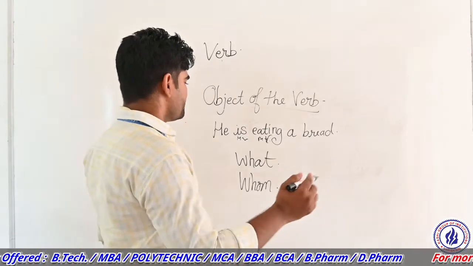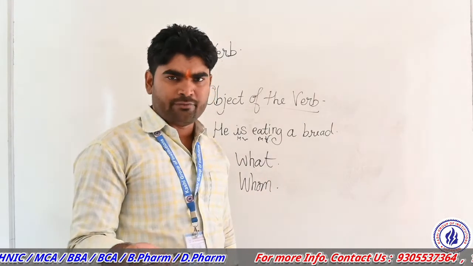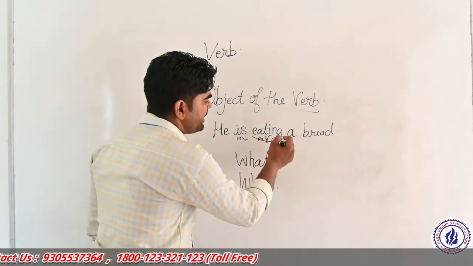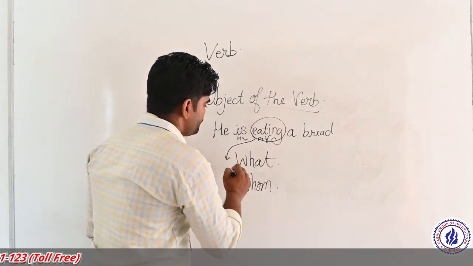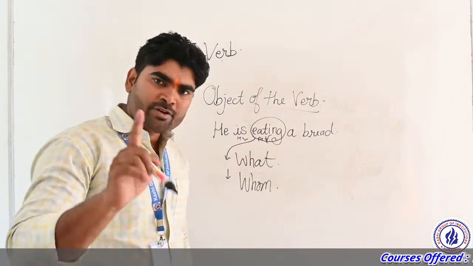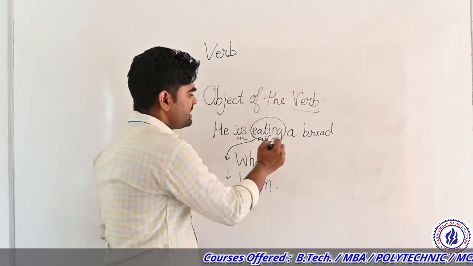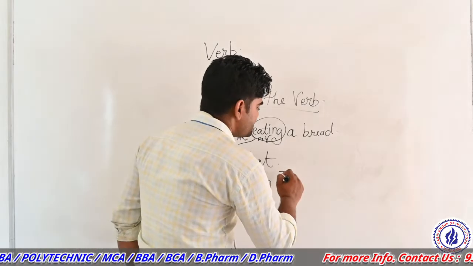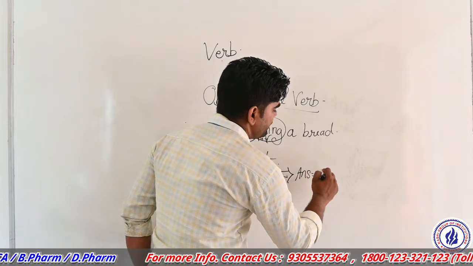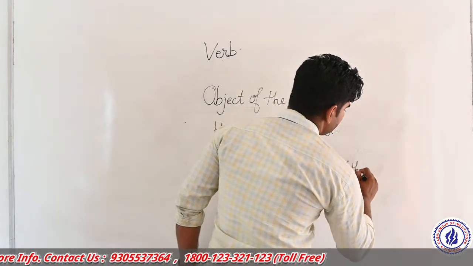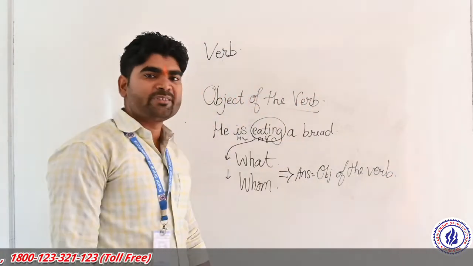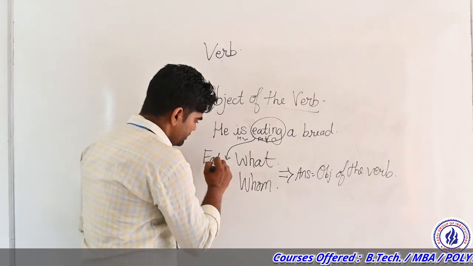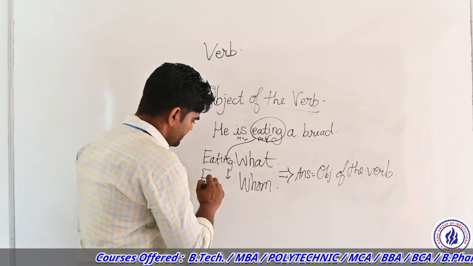Is it clear? Now pay attention to how these two words can be used. It's a very easy task. You have to identify the main verb in the sentence and write it before these two words, what and whom. The answer you get will be the object of the verb. Now let's solve it. You will write here: eating, and the same thing here: eating.